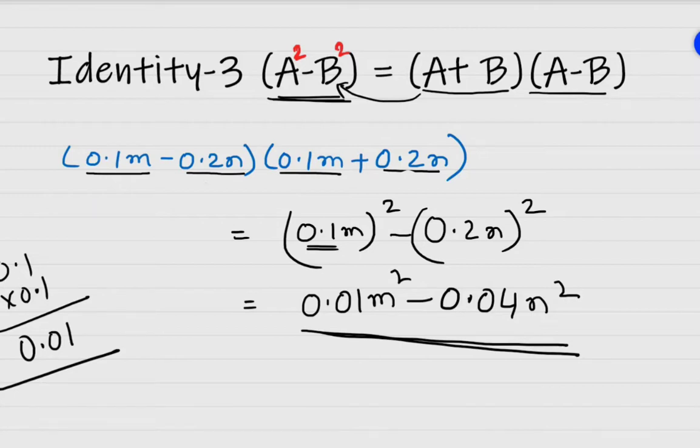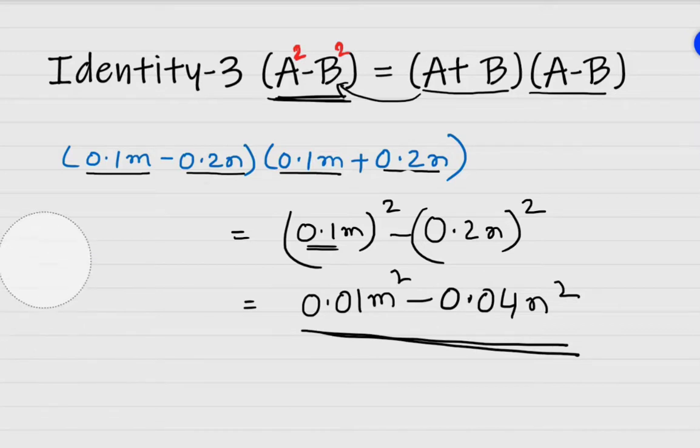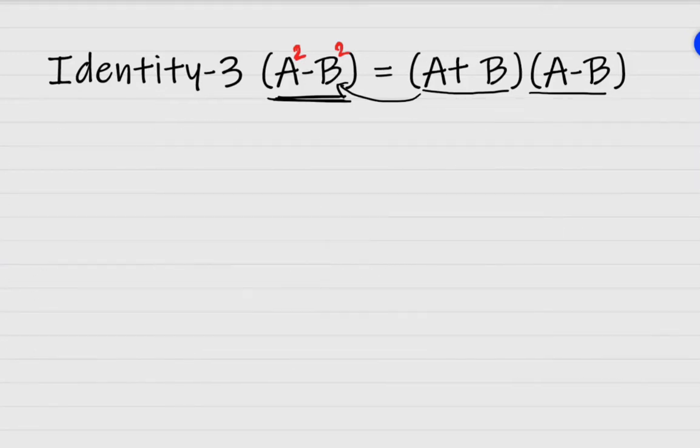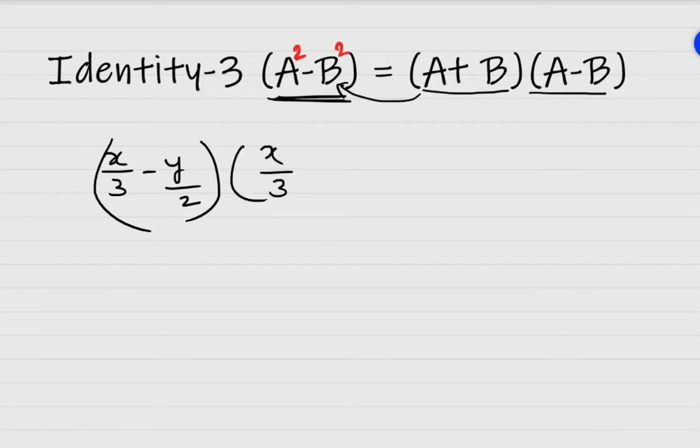That will come after this chapter, but this particular identity is very important. Let us see one more question to fix this concept, how to solve the given questions. Now see, suppose there is a question, (x/3 - y/2) multiplied by (x/3 + y/2).